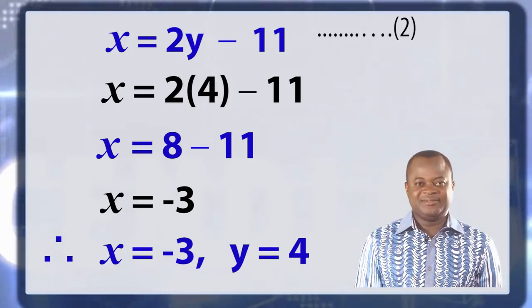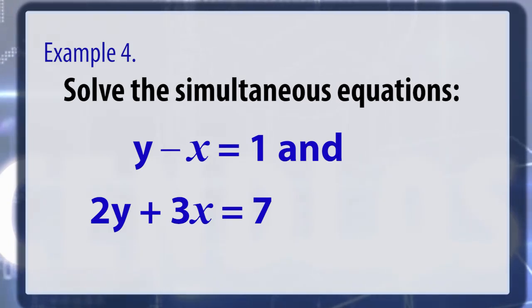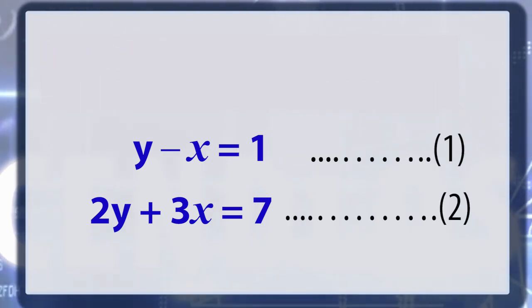Now, try this. Solve the simultaneous equations y minus x is equal to 1 and 2y plus 3x is equal to 7. Well, I'm going to help you a bit. We said we have to label the two equations. So y minus x is equal to 1 is our equation 1. Then 2y plus 3x is equal to 7 is equation 2.